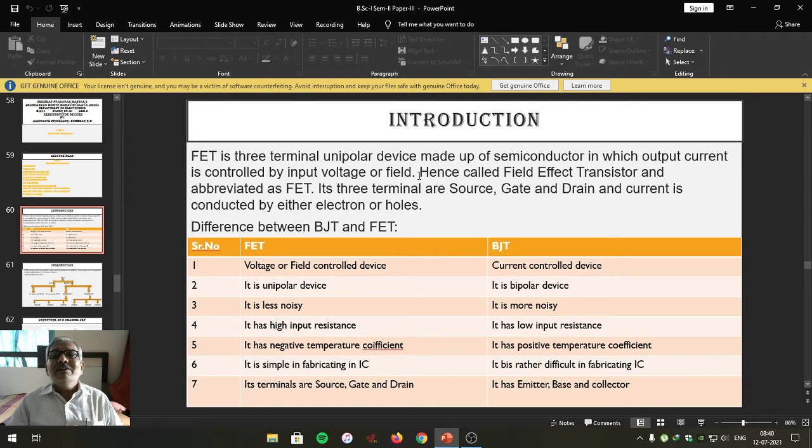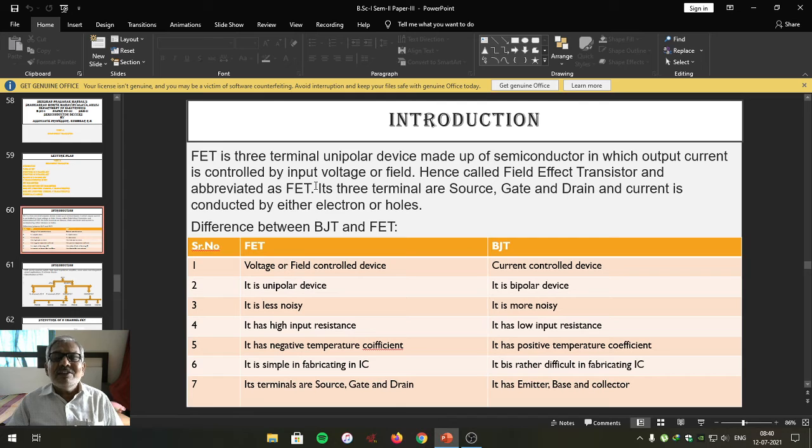As the output current is controlled by the input field or input voltage, hence it is called field effect transistor and is abbreviated as FET. F from field, E from effect and T from transistor, hence it is abbreviated as FET.